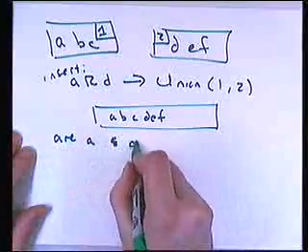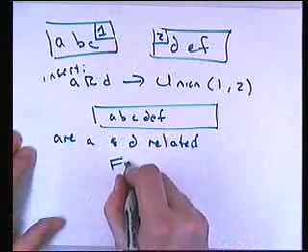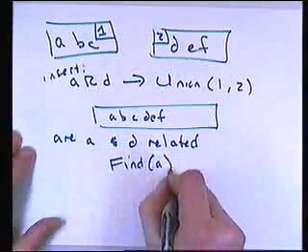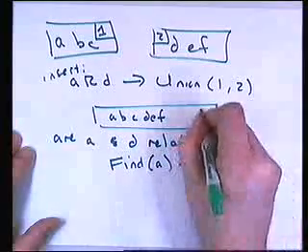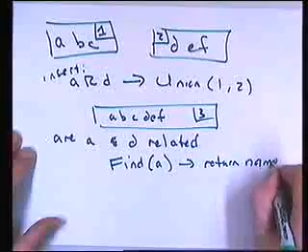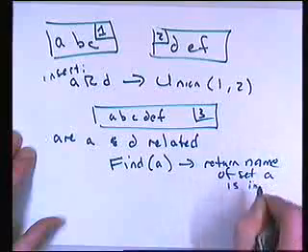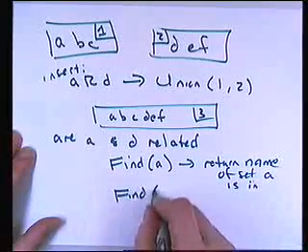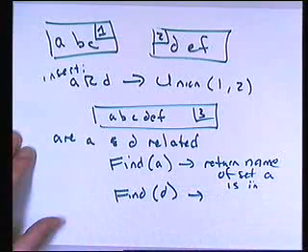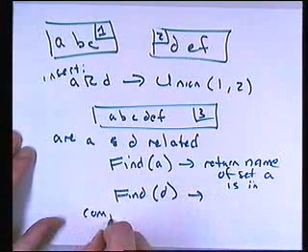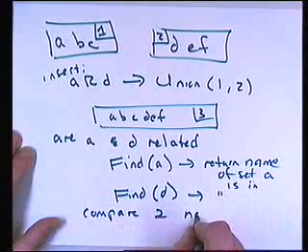And if I want to know are A and D related, what I will do is basically do a find on A, return, let's say we call this set 3. The find operation returns the name of the set A is in. And then I can do a find on D and do the same thing, but for D, return the name of the set D is in, and then compare the two names.